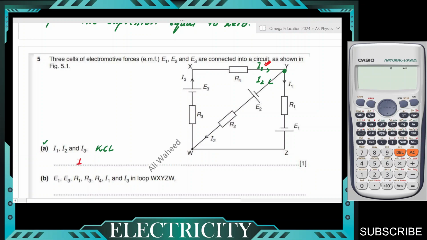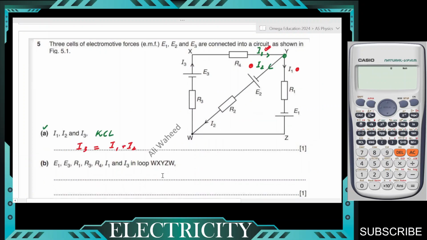So I3, the sum of currents entering the junction, equals the sum of the currents leaving the junction. Now which two are leaving? You have I2 and you have I1. So the sum of currents leaving the junction would be I2 plus I1. So you write it down like this. Good. So this one was an easier one, and obviously KCL is always easier.